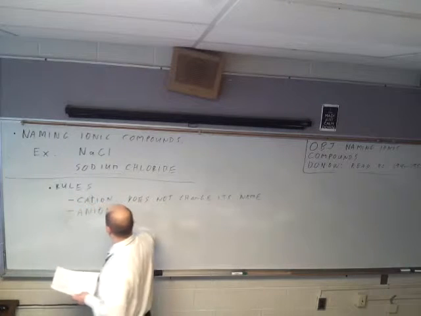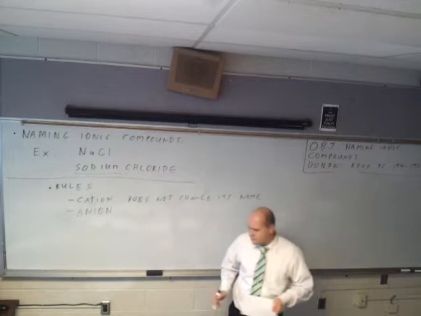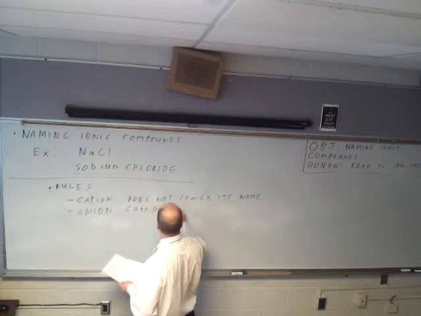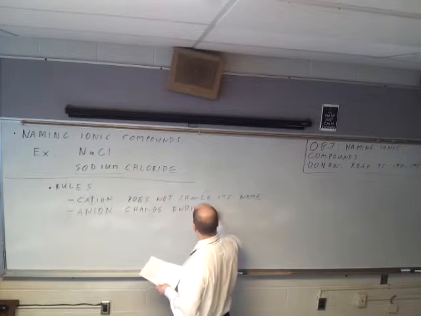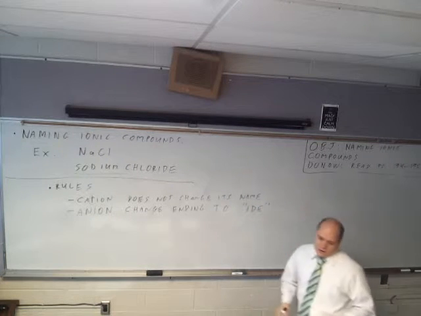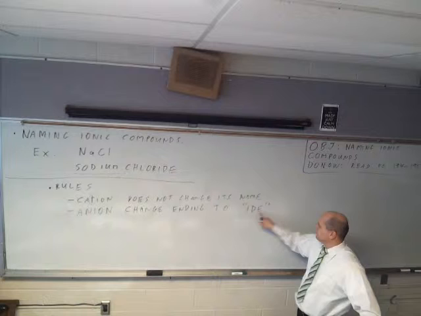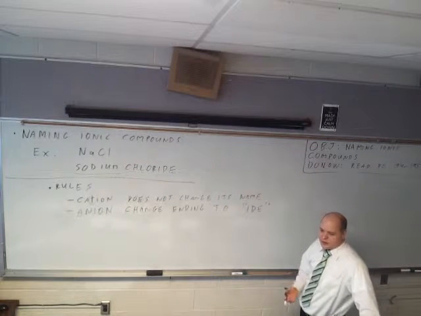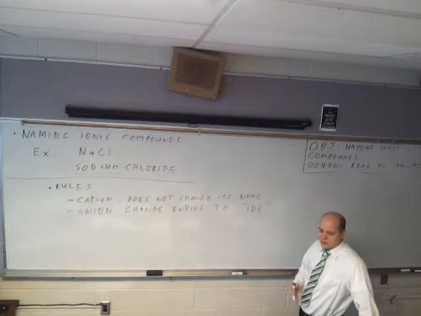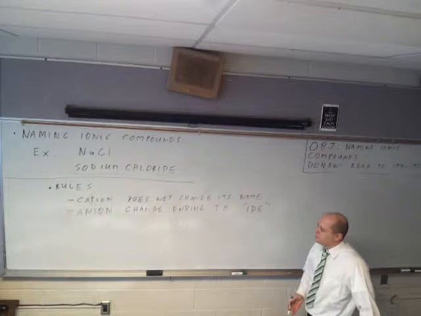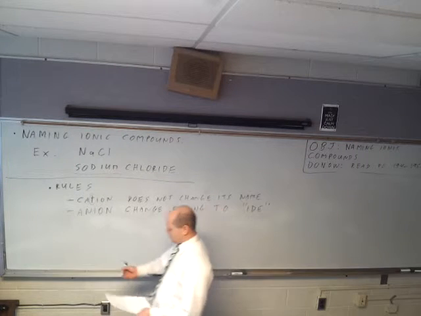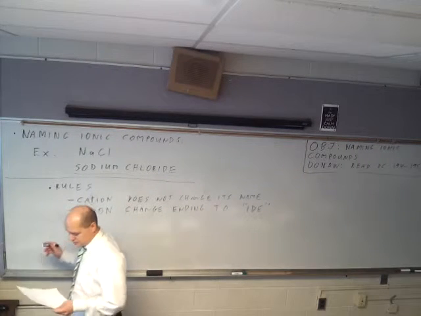The anion, that's the negative one. Change the ending to IDE. It's pretty easy for the halogens. Chlorine becomes chloride, fluorine becomes fluoride, bromine becomes bromide. For some of the other non-metal ones like oxygen and sulfur, it's a little harder. Oxygen becomes oxide, so we throw away several of the last letters. I'll do some examples for those.